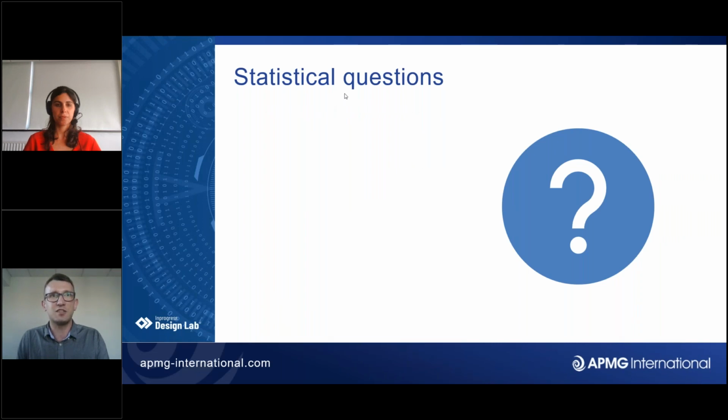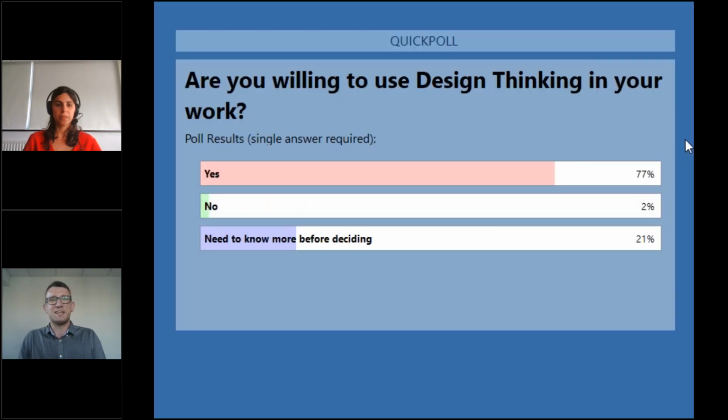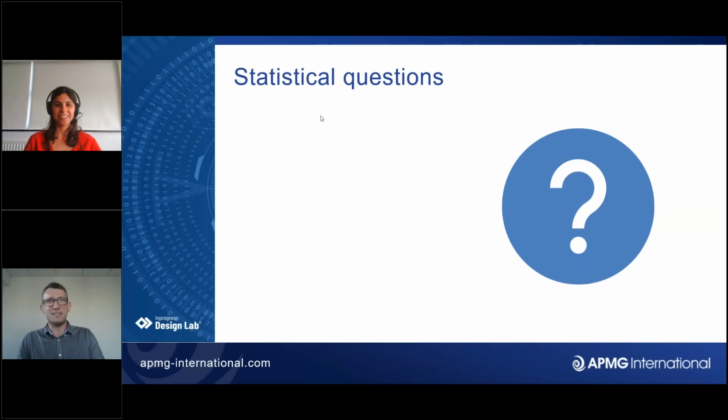Great. And are you willing to use design thinking? 77% of you said yes, 21% of you need to know more before deciding, which means 98% of you are willing to use design thinking, which is very good for this webinar and for your presence here. 2% of you still think that they don't want to use it, but we will do everything to show them that it might be useful. So this is how it worked. Great, thank you very much.